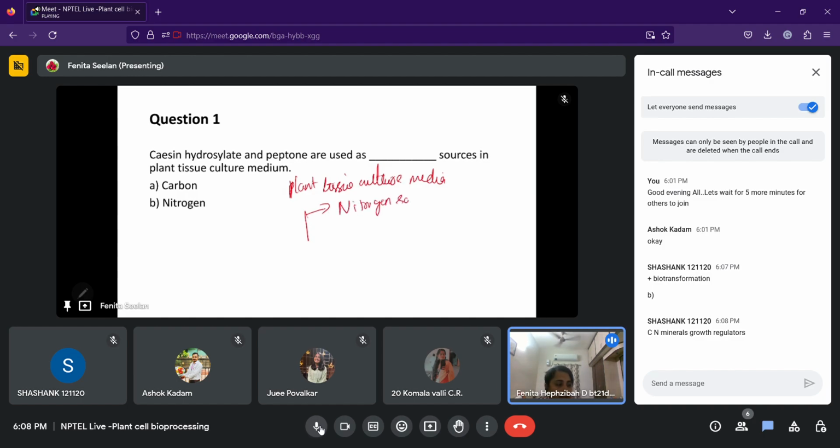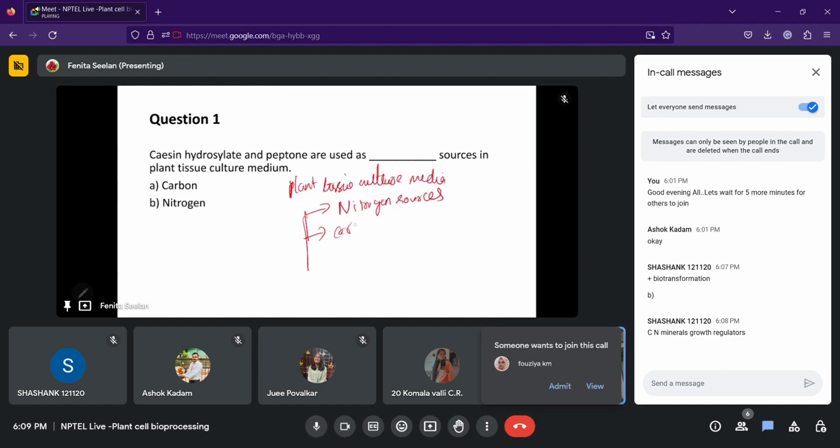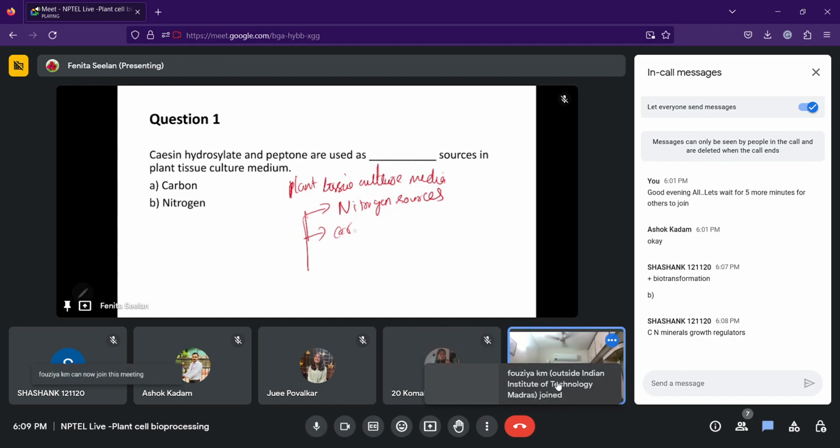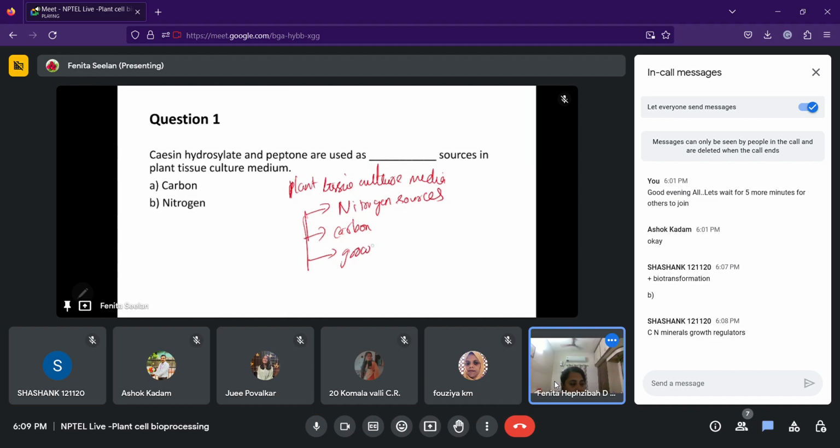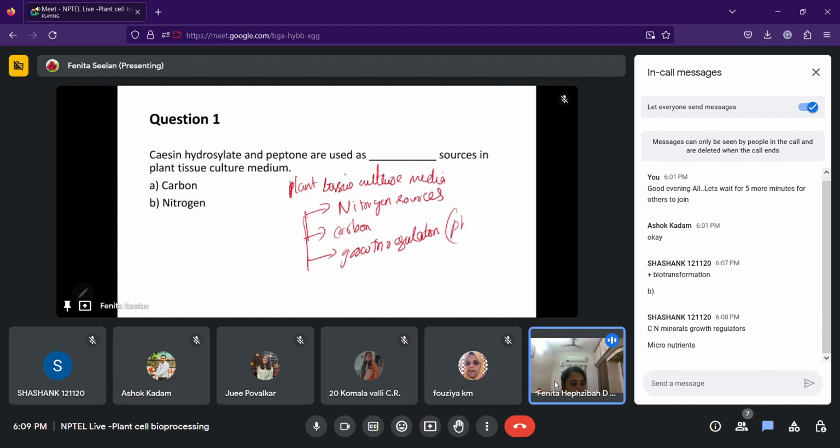Nitrogen sources will be there. What else will be there? Carbon, nitrogen, minerals, growth regulators, yes. The carbon source will be there, nitrogen source will be there. Minerals in the sense, what are the minerals? Growth regulators, yes, absolutely. Growth regulators will be there. Growth regulators are phytohormones, we can call them. Okay, micronutrients.